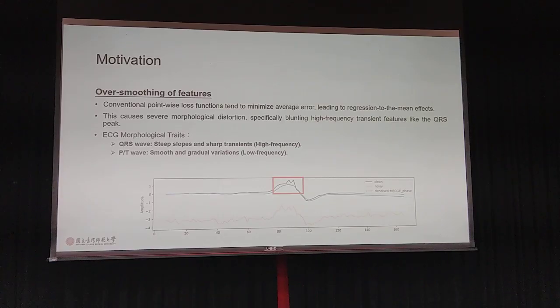Third, traditional models smooth out the sharp peaks of the ECG waveform. Because conventional loss functions like MSE focus on point-wise absolute errors to minimize the average risk, the network tends to output a smoothed mix, occasionally losing high frequency transient features like the sharp peak of the QRS complex. This type of morphological distortion can directly lead to misdiagnosis in cardiology.